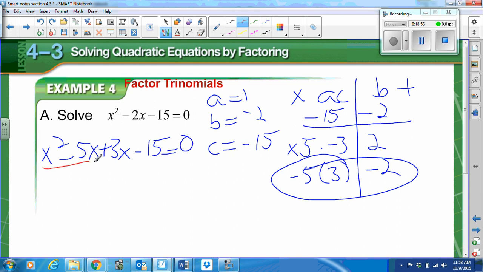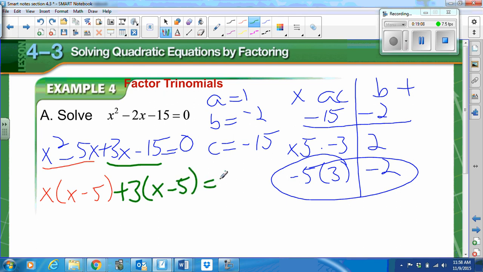So let's pull out of the red x times x minus 5. And now let's pull out of the green 3 times x minus 5. So when we look at the red and the green, we see that they have x minus 5 in common. When we pull x minus 5 out of the red, we're left with x, and when we pull x minus 5 out of the green, we're left with 3.